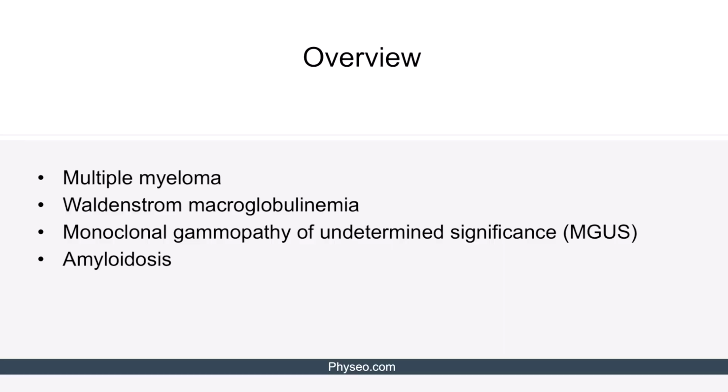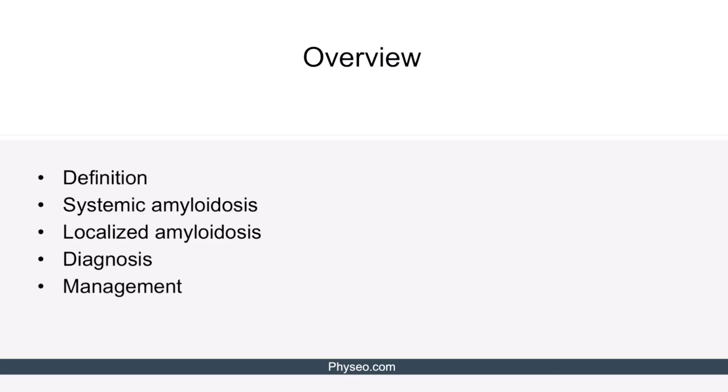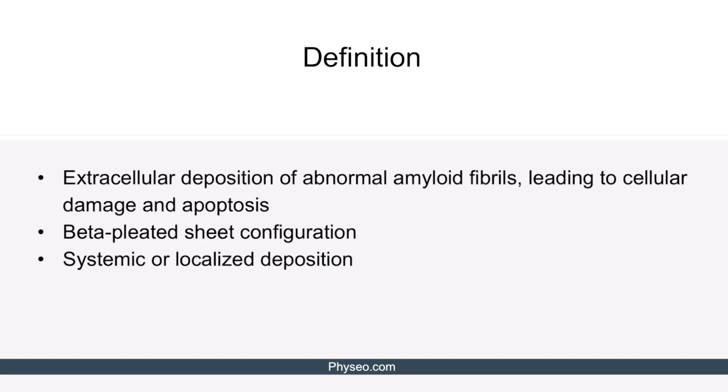All right, let's move on to our last condition, amyloidosis. And with regards to amyloidosis, we'll discuss the definition, systemic amyloidosis, localized amyloidosis, diagnosis, and management. Amyloidosis is defined as extracellular deposition of abnormal amyloid fibrils, which leads to cellular damage and apoptosis. The amyloid protein has a beta-pleated sheet configuration, and deposition of amyloid can be either systemic or localized.